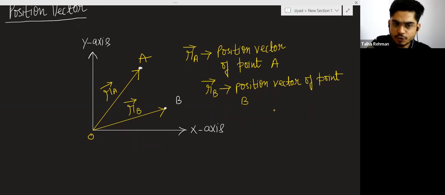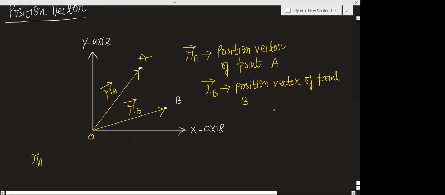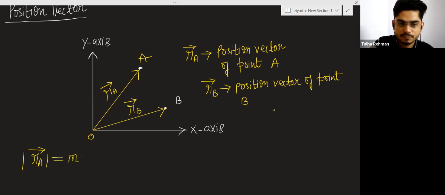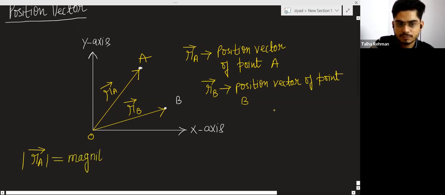If you want to find the length of OA, OA will be the magnitude. This r suffix A is the vector, and I have told you a vector has magnitude and direction. So if you want to find the mod of this, the mod will tell you the magnitude of vector r A. So this is all about the position vector.